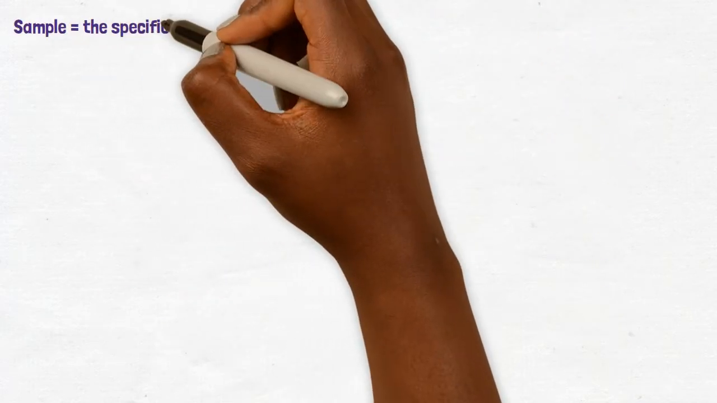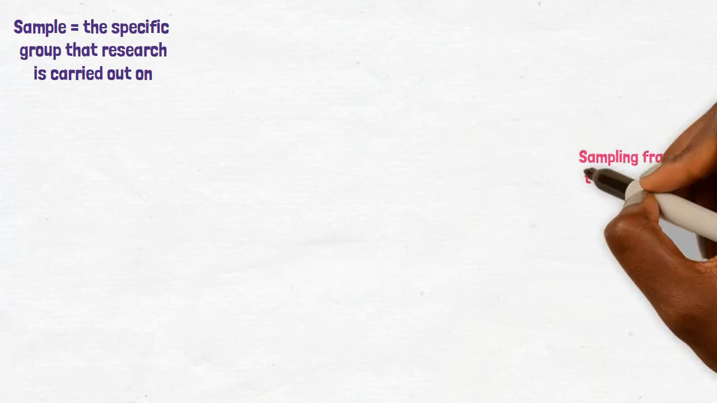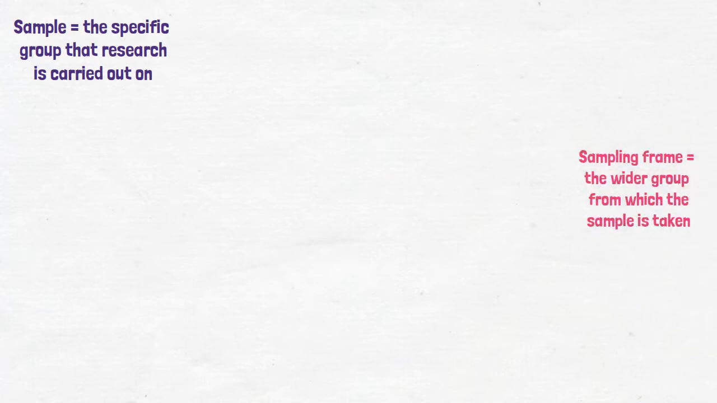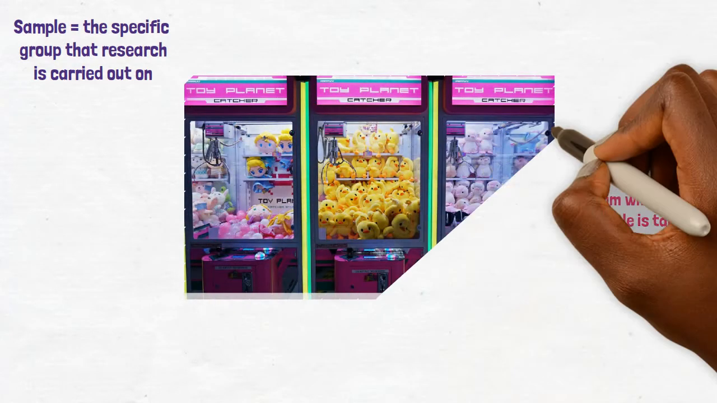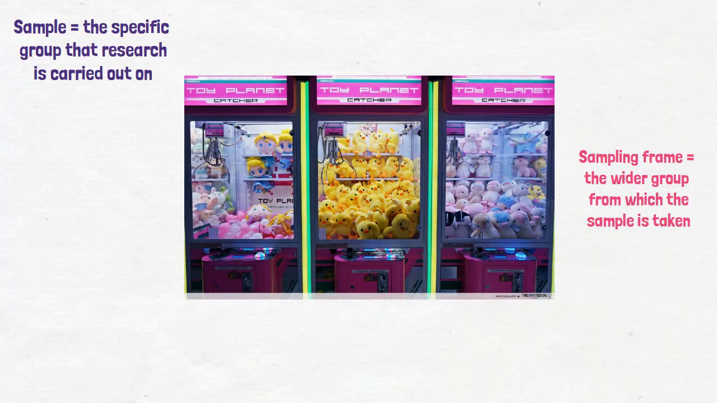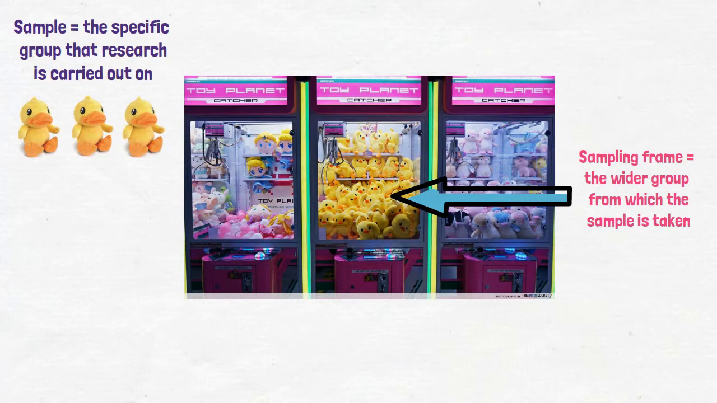The sample, which is the specific group that you conduct your research on, and the sampling frame, which is the group of people you could have chosen your sample from. I like to think of it a bit like a teddy picker that you get in an arcade. So in this case, the sampling frame is all the yellow ducks inside, and the sample is the yellow ducks that you actually pick out.